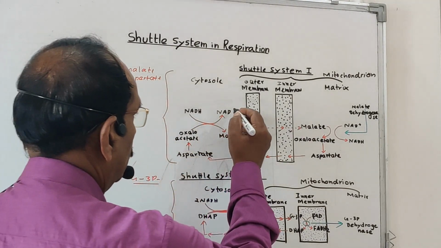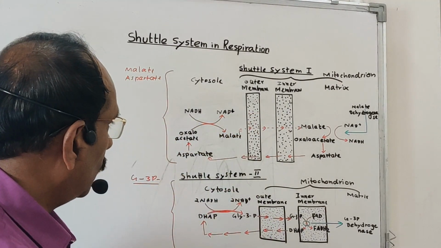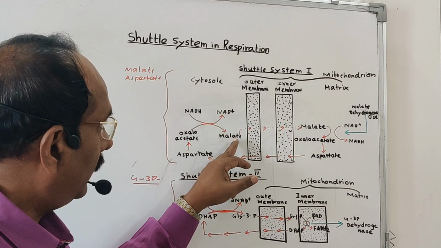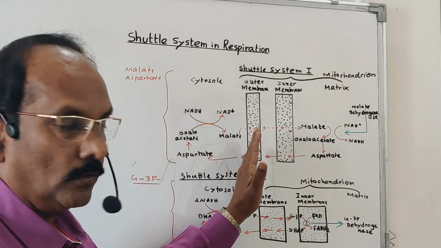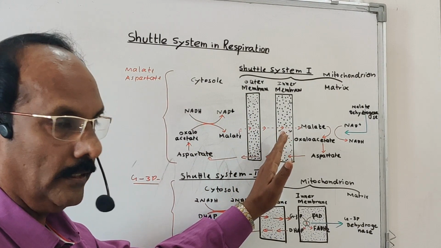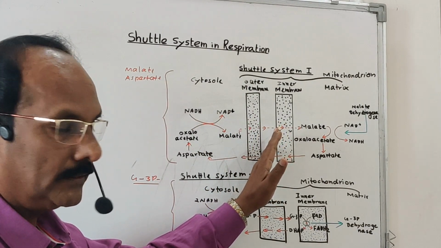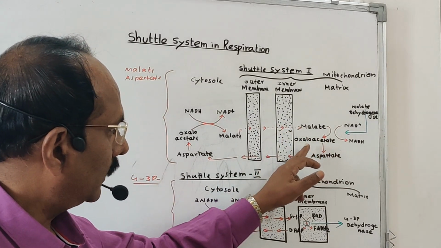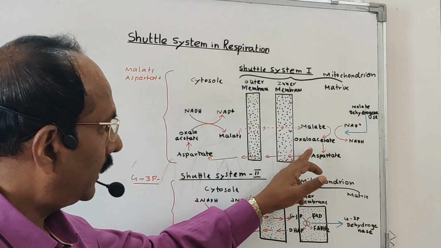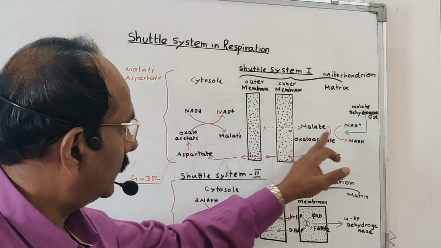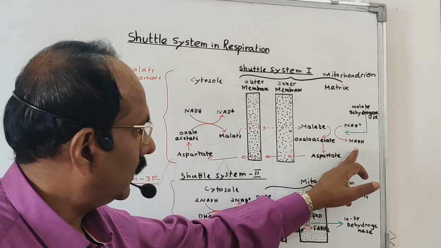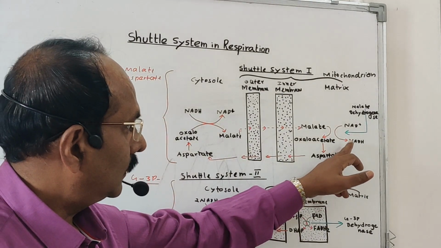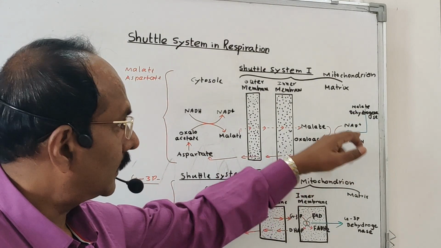NAD plus, it is oxidized to NAD, and at the same time the oxaloacetate is converted into malate, and this malate is transported through the outer membrane of the mitochondria, then through the intermembrane space, and then it crosses the inner membrane of the mitochondria, and this malate is again converted into oxaloacetate. At the same time, NAD is transported along with that, and NAD is converted into a reduced form, that is NADH. So this NADH is produced with the help of the malate dehydrogenase present on the matrix side.